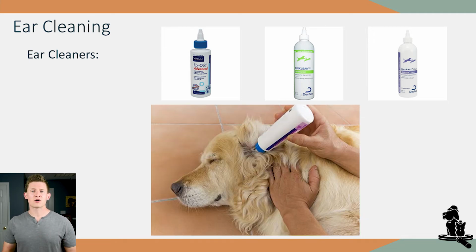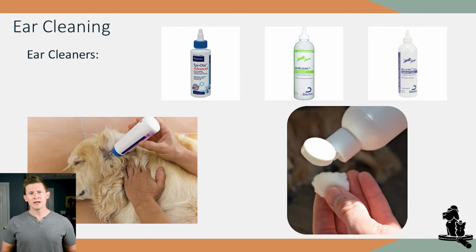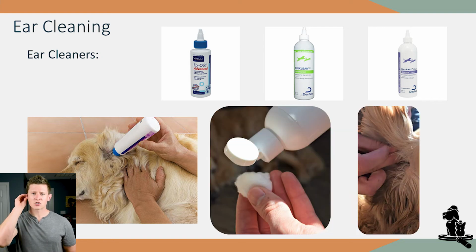But the cleaning process, there's kind of two ways to do it. You can take the cleaner and you can squirt it in the ear directly. Some dogs will tolerate that fine. Most cats will not, and other dogs won't either. So what I like to do is take a cotton ball and soak it with the ear cleaner and put that cotton ball in the ear and kind of squish the ear around from the outside, and that gets the cleaner down into the ear. And then you repeat that process with wet cotton balls with the cleaner, dry cotton balls, until they come out clean.